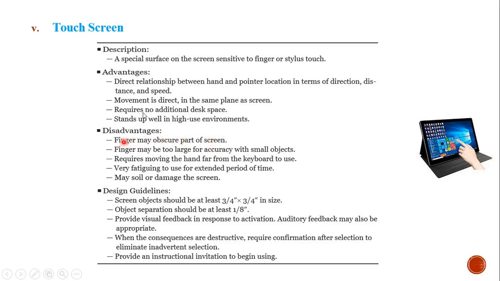So you should be very careful where you are going to point out. So your fingers has to be sensed by the touch screen. So that's why you have to be very careful while using your fingers on the screen. Finger may be too large for accuracy with small objects. Suppose if your icons are very small, or if you are represented the particular text in a very small format, then your fingers may be too large to recognize the particular interaction what you are going to do on the screen.